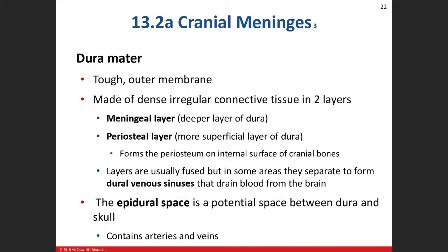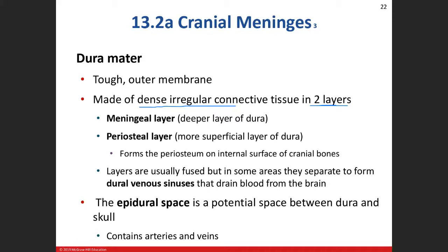Wicked. All right, the last layer, the outermost layer, is the dura mater. Again, dura means hard. This is the hard mother. It's made up of dense irregular connective tissue. Normally it's 2 layers. In most places, those layers are fused to one another. Now it's going to split, but we'll get to that in a second.